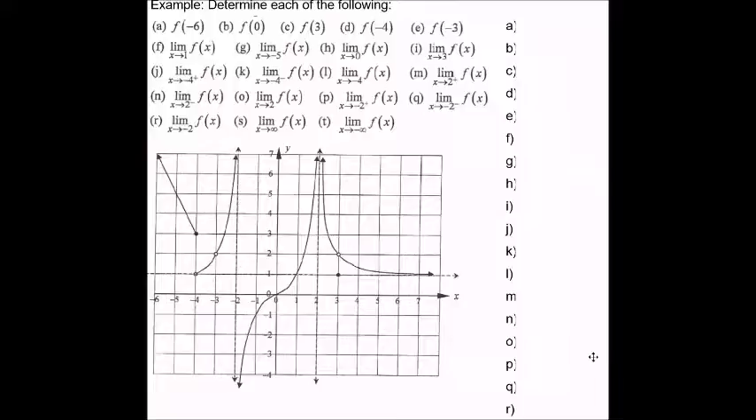This last example, we are going to look at a bunch of situations and determine the values of each thing. So the first one is f at -6. So this is asking us, what is the value of our graph at -6? So if I go to -6 on my x values and move up my grid lines, I will see that my y value is going to be +7.